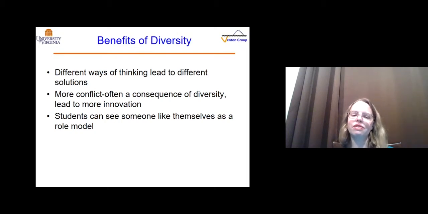The other benefit of diversity is that students can often see someone like themselves as a role model. In academia, we think a lot about this, but even in industry, you want people to be able to identify and work well with other people, and seeing somebody that looks like themselves is one of the biggest factors. In fact, this last one is one of the reasons I worked for years with the group LEAD, which is our outreach group that goes out to schools.